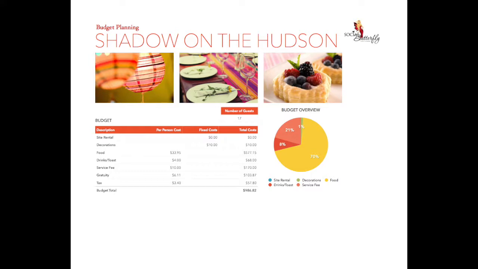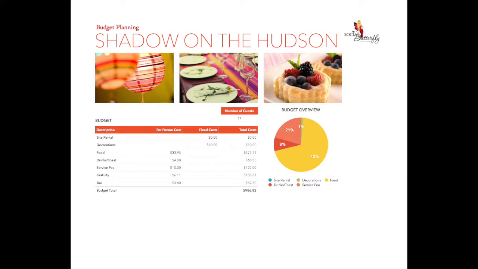On my budget planning tool, I also have a pie chart that reflects where the event funds are being allocated. So if adjustments are needed, I can quickly reflect and identify where or what category needs adjustments, so I can put myself back on budget or back on track.